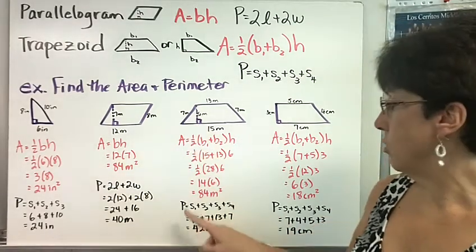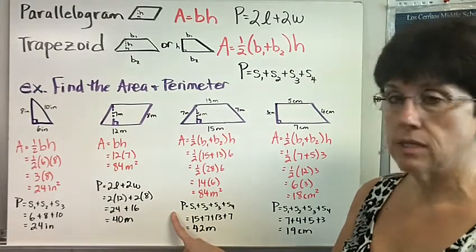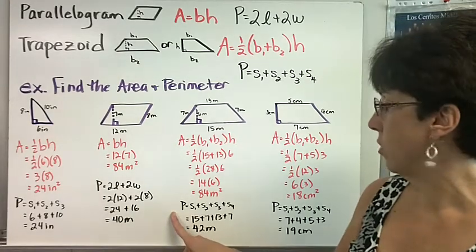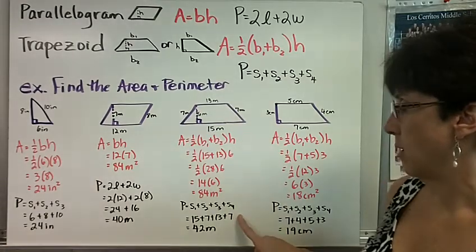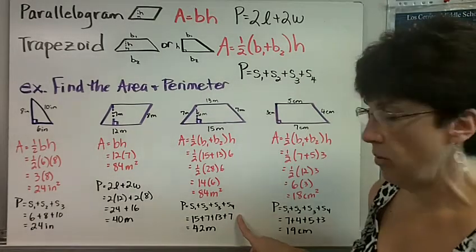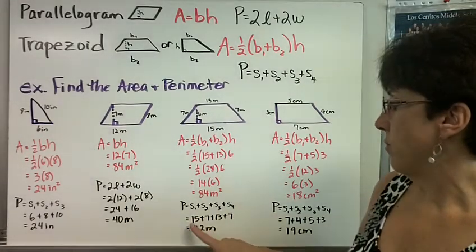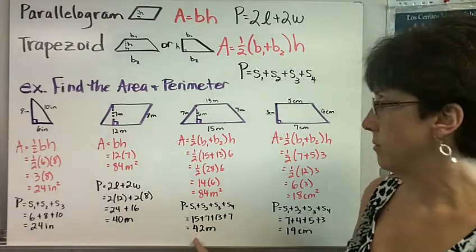Trapezoid, isosceles trapezoid, we just add the sides. Side 1 plus side 2 plus side 3 plus side 4. So I went 15 plus 7 plus 13 plus 7. I just start somewhere and go all the way around. So that's 42 meters. Okay.